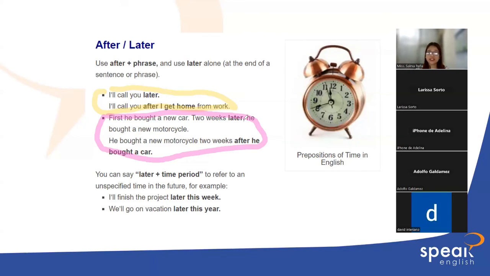It's not at the end of the expression, but it's kind of an independent sentence in the paragraph, in the text, right? So that's how after you have to put a phrase. And later, it's alone, or that will be before a comma, every single time. You can use later plus a period of time to refer to an unspecific time in the future. When you put later and then a time period, it's to refer to an unspecific time in the future. For example, these two.